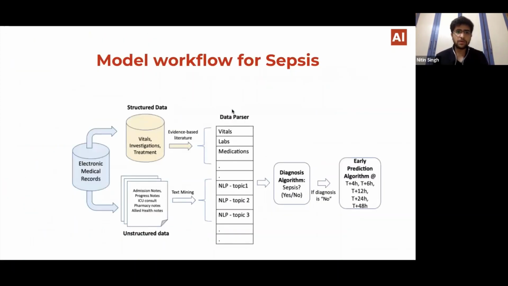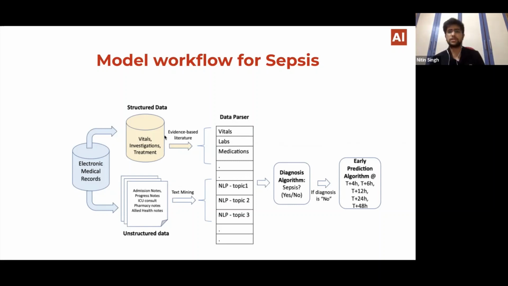Okay. So, model workflow for sepsis. Now we are getting a little technical, I would say, where we are trying to understand how exactly the sepsis workflow works, what kind of parameters or data come into place, and how this can be utilized for detection of sepsis. So EHR, you call it EHR or you call it EMR.